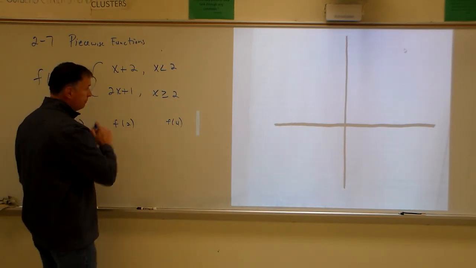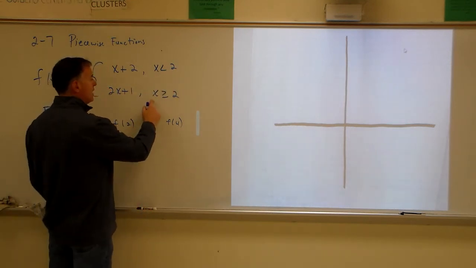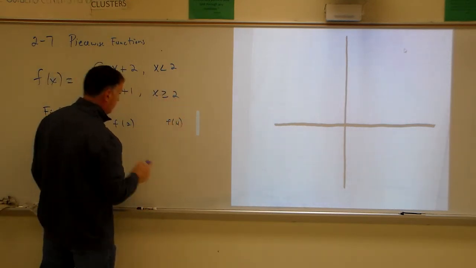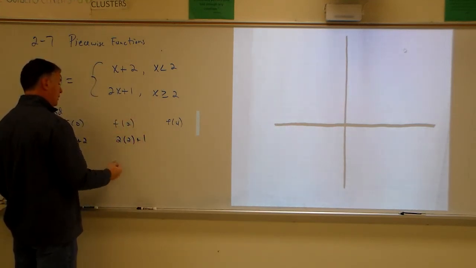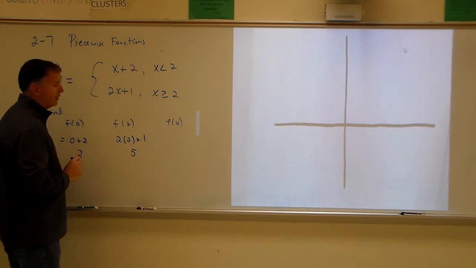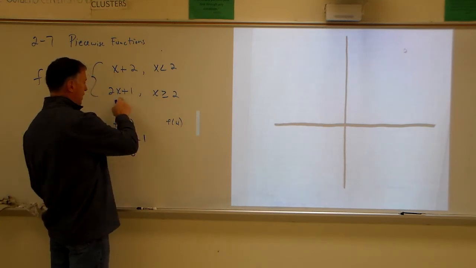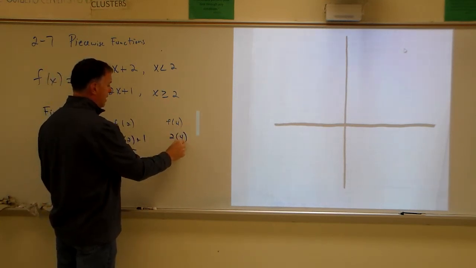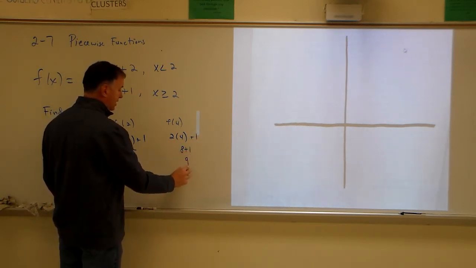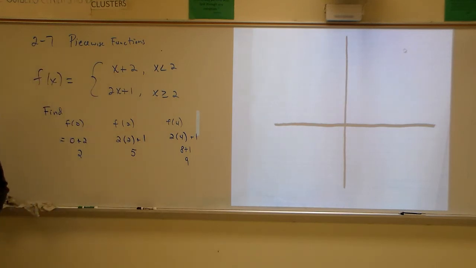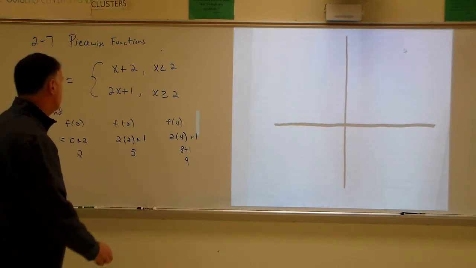F of 2. Well, 2 is not less than 2, so I can't use that one. 2 is greater than or equal to 2 because it's equal to 2, so I have to use this one. So I plug the 2 in here. 2 times 2 plus 1, 2 times 2 is 4, 4 plus 1 is 5. F of 4, well, again, 4 is greater than or equal to 2, so I've got to use this function. So it's going to be 2 times 4 plus 1. 2 times 4 is 8, and 8 plus 1 is 9. So if they ask you to evaluate functions like that, that's how you do it.